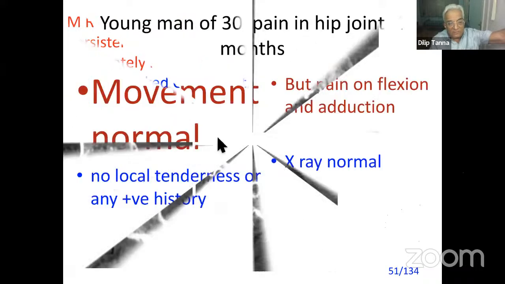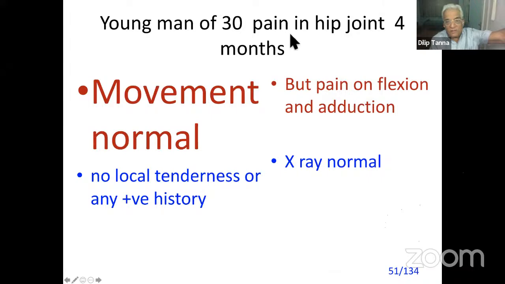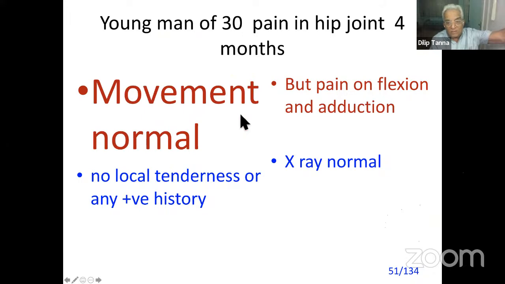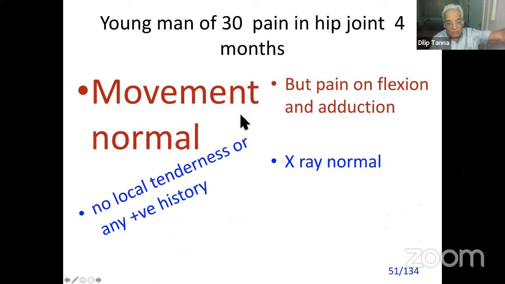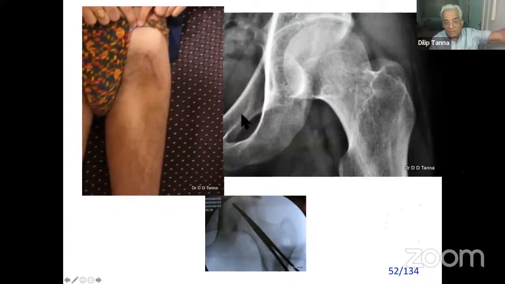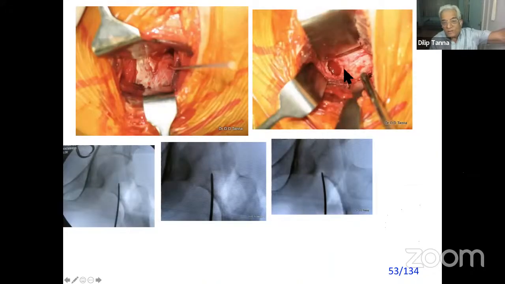MRI was negative, a young man of 30, pain in the hip joint, 4 months. Movements normal, but flexion adduction painful. No local tenderness or any positive history. X-ray was normal. And that was the cyst which was seen here. Now that cyst, I went down and operated upon from the anterior approach. And you can see this is the intraoperative finding of the cyst.